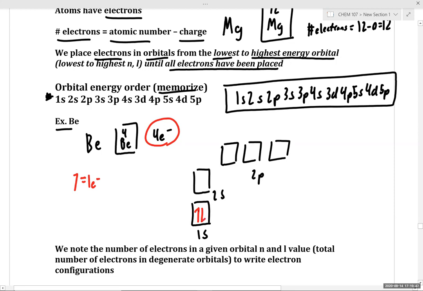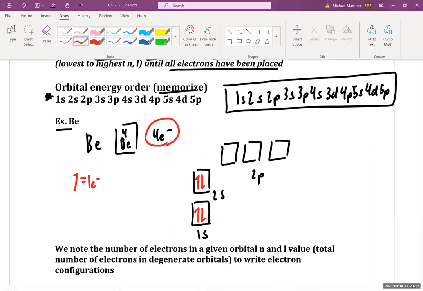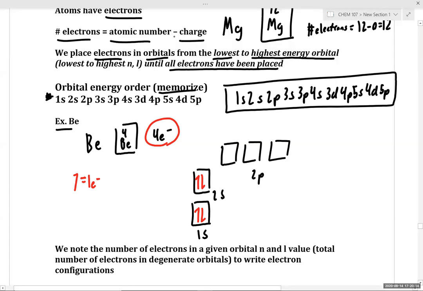So I placed my first 2 electrons, and now I've filled my 1s orbital. So what's the next orbital that I have to fill? What's the next highest energy orbital? 2s. Yep, exactly right. And I fill it with 2 electrons. I've used up all 4 of my electrons, and this is a complete orbital box diagram.